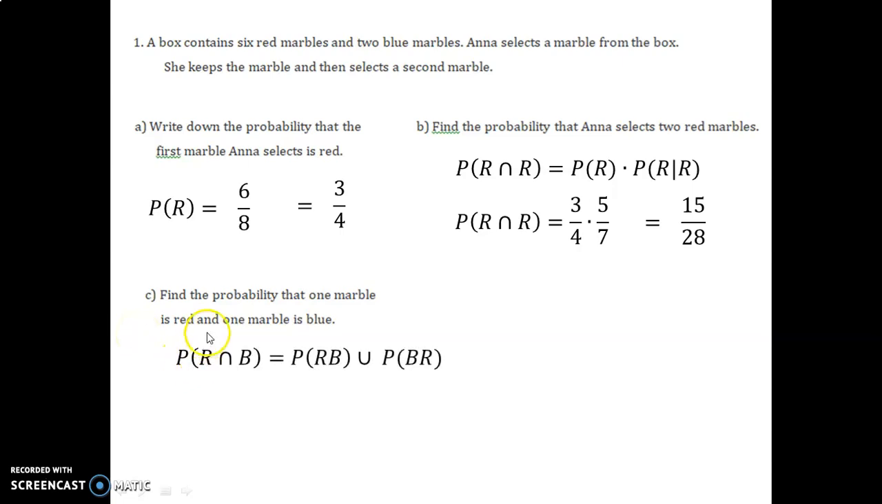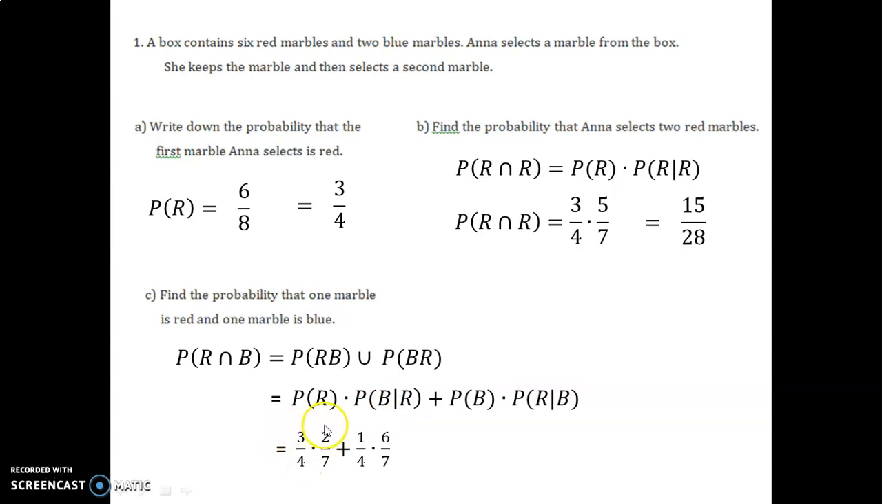In C, we have one red, one blue. It doesn't specify the order as long as you end up with one red, one blue. So that means it can be red first, blue second, or blue first, red second. In this case, for red followed by blue, we have red times blue, given that red has been taken, or, so we put plus every time we have or, blue followed by red, given that blue has occurred. We've looked at ones like this before, where you look at it one way and the other, but in this case we have dependence on both sides here.